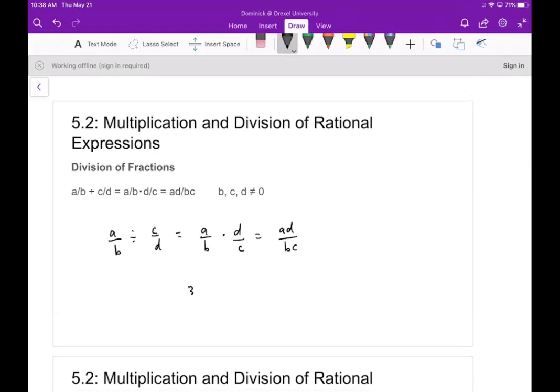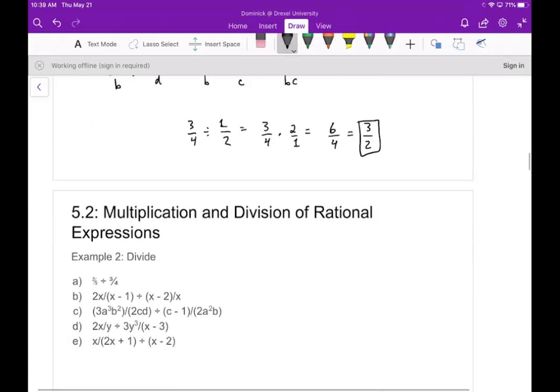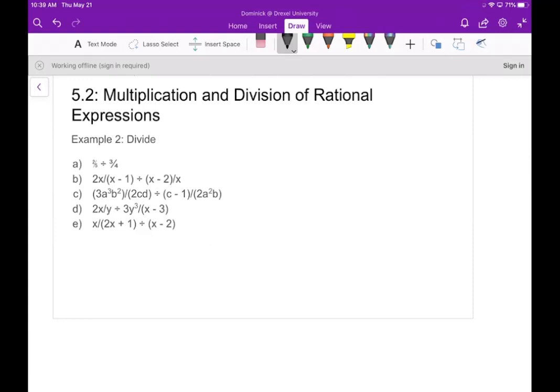All right, so just like if you wanted to do 3 over 4 divided by 1/2, we know that this is the same as 3 over 4 times 2 over 1. So you get 6 over 4, which is 3 over 2. Right? So again, this is very similar to the way that we do it for rational expressions. Okay, so part A, we just have a fractional example. So if I want to divide 2 over 5 by 3 over 4, I do my keep change flip. And now this will become 8 over 15.